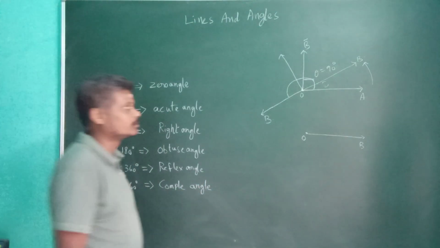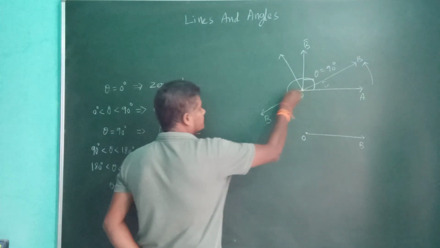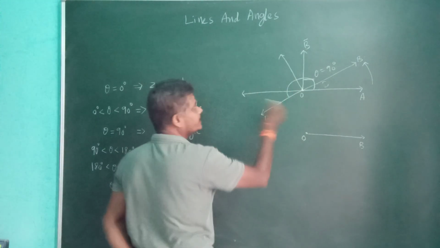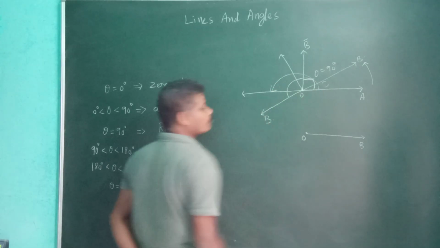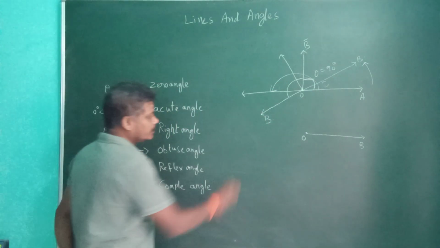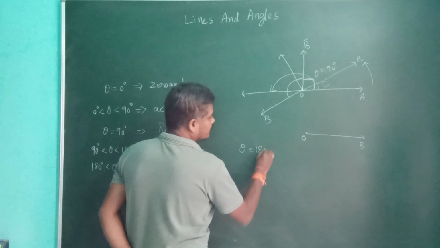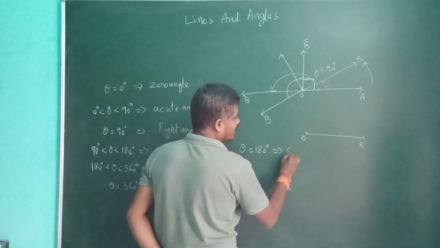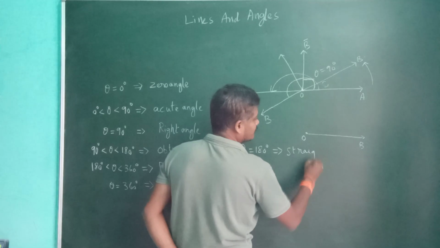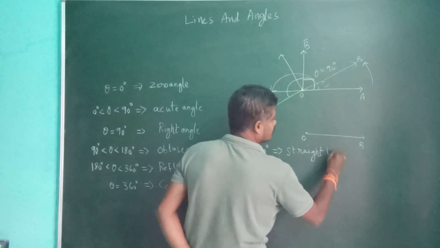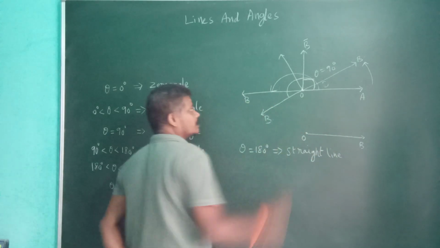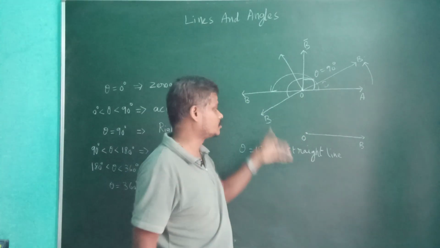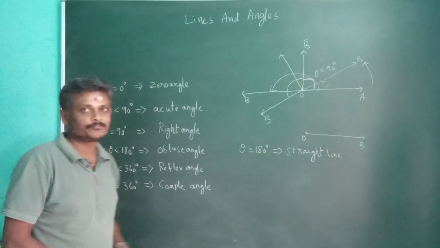You may get a doubt, if OB is like this such that theta is equal to 180 degree, then it is called a straight line angle, because it forms a straight line. OA is like this, OB is like this. This angle is 180 degree. This is called a straight line angle.